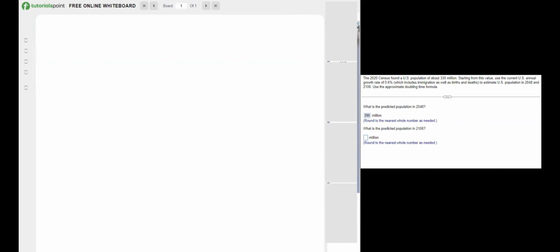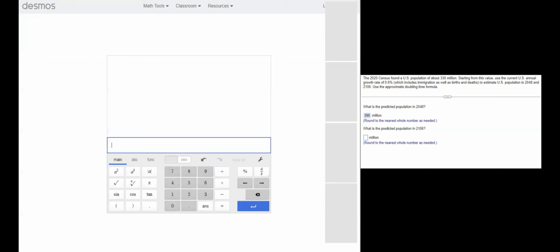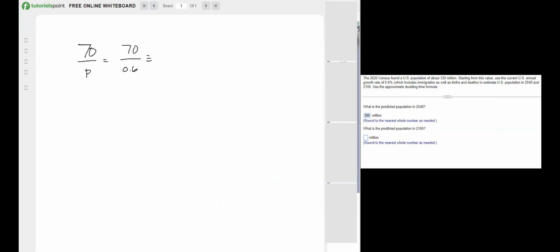Use the approximate doubling time formula. The approximate doubling time formula is 70 divided by p, where p is the percentage. For us, that would be 0.6. So 70 divided by 0.6. Let's put that into a calculator. So our approximate doubling time is 116.6 repeating. Let's round that to the nearest year, which would be 117. So 117 years. So there's a doubling time we can use.